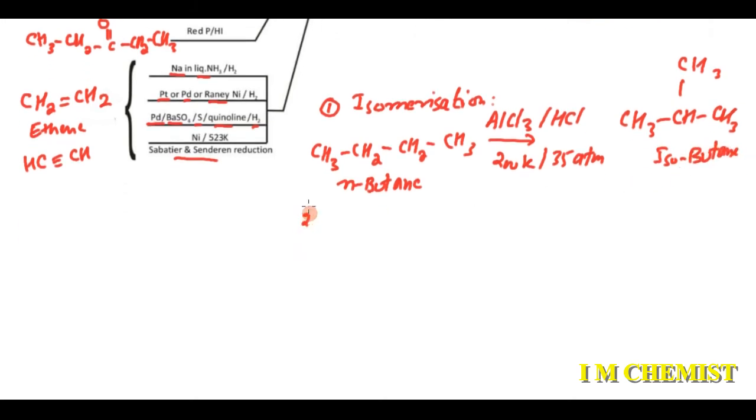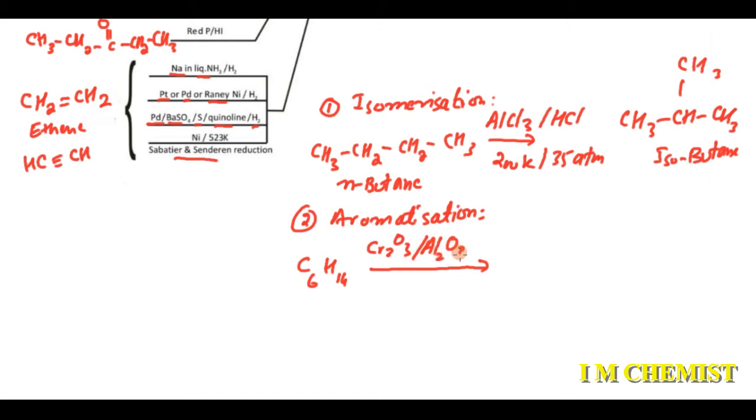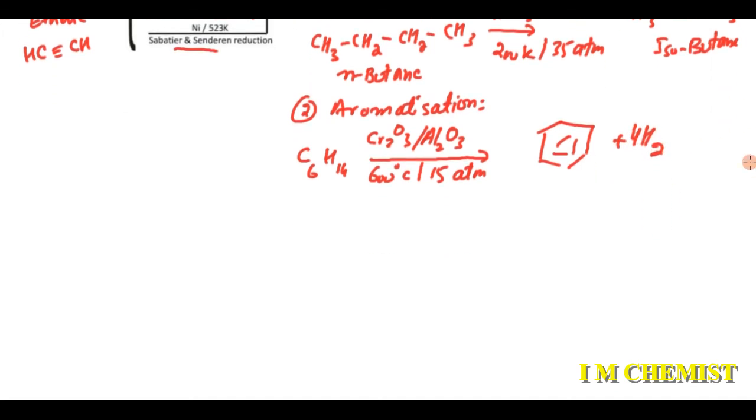The second reaction that alkane undergoes is known as the aromatization reaction. Now in this reaction, for example, if we have C6H14 in the presence of chromium oxide and aluminium oxide, which is commonly known as alumina, at 600 degrees centigrade and 15 atmospheric pressure, it would be converted into an aromatic compound, which is benzene, along with the removal of 4 molecules of hydrogen gas.